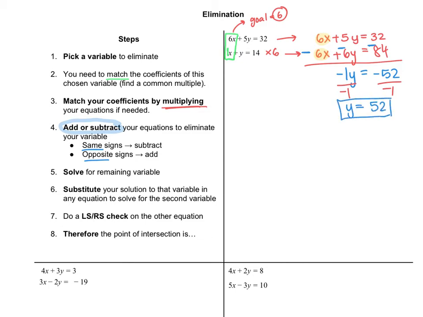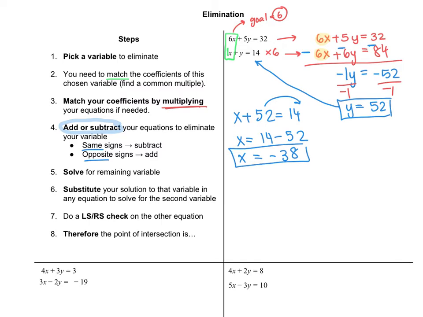This is half of your point of intersection, and after you get this, it's similar to substitution, which is pick any equation and sub this into it for that specific variable. So I'm going to go into equation 2. So x plus y, but instead of y, I'm going to write 52 equals 14. I'm going to bring the 52 to the other side so that I have 42 subtract 52. And I get x equals negative 38.